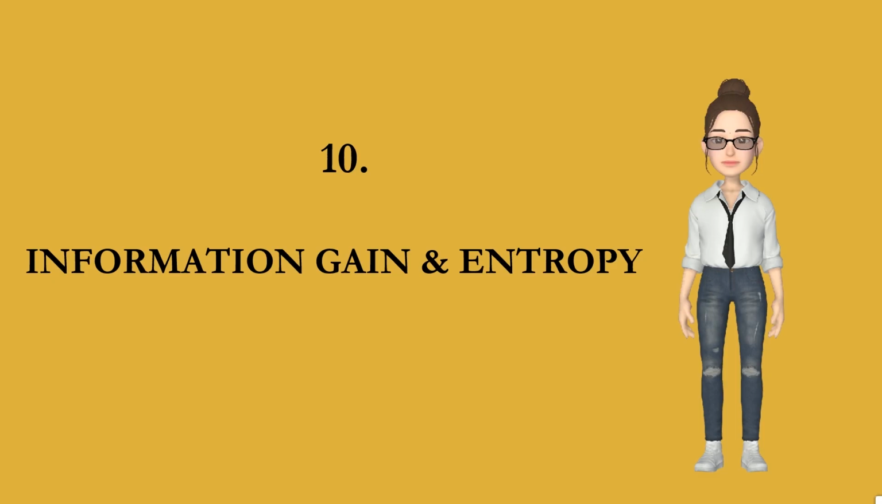Now let's move on and discuss the next topic, which is information gain and entropy. This is one of my favorite topics in statistics. It's very interesting, and this topic is mainly involved in machine learning algorithms like decision trees and random forest. It's very important for you to know how information gain and entropy really work and why they are so essential in building machine learning models.